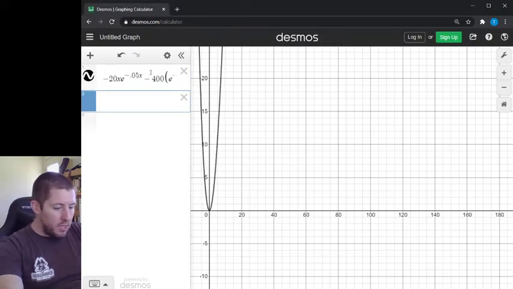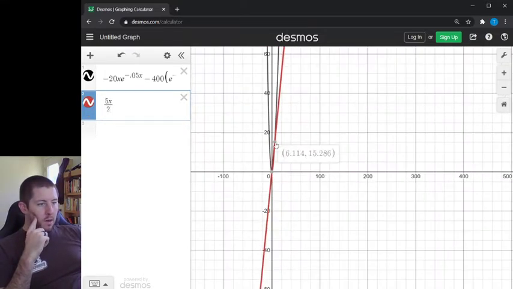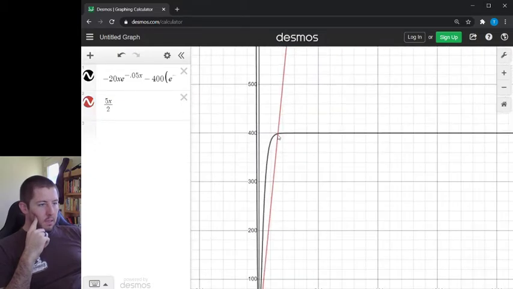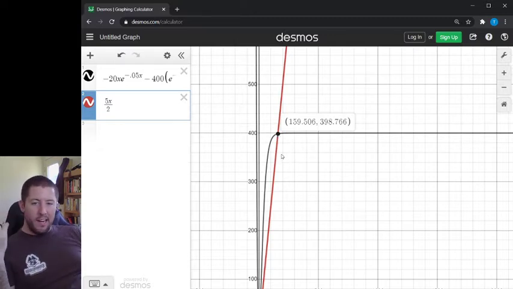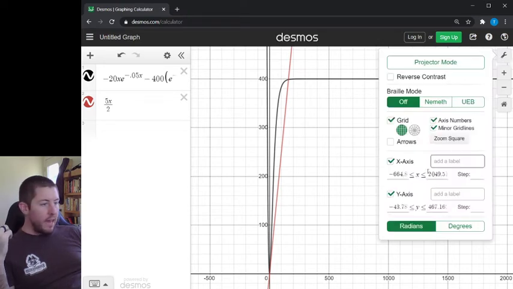And my second expression is 5x over 2. All right, now I'm seeing one right here. Oh my goodness. And I'm seeing another. I'm guessing my life away today. Holy buckets. All right, so let's make this actually visible for us here.